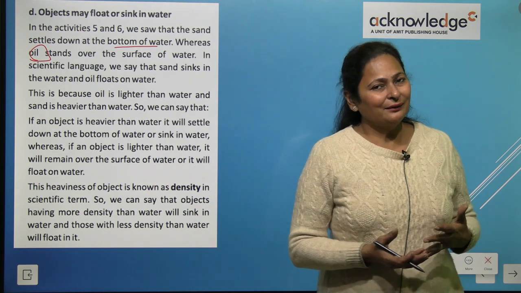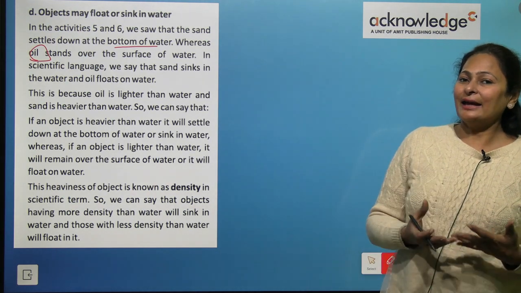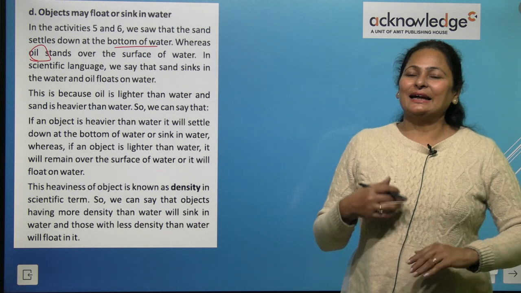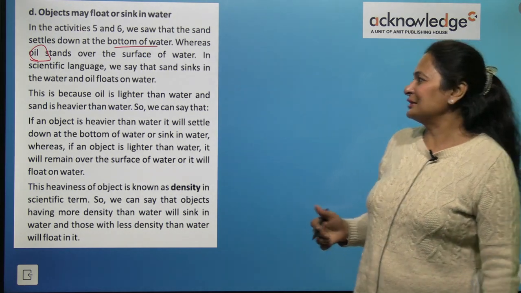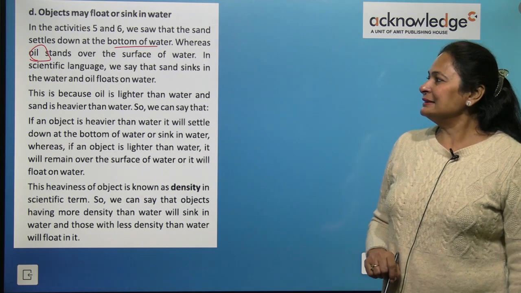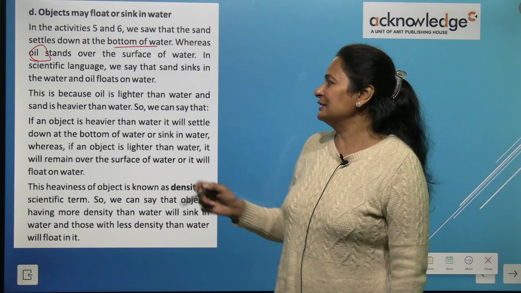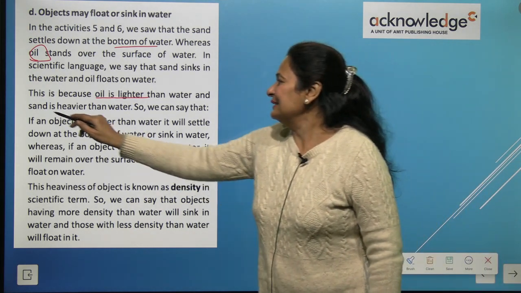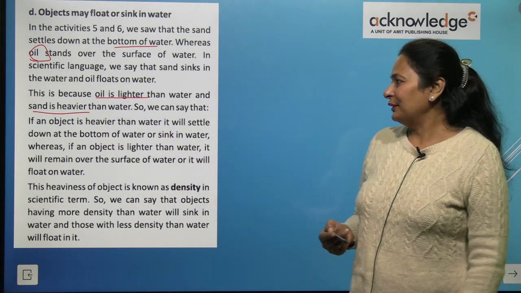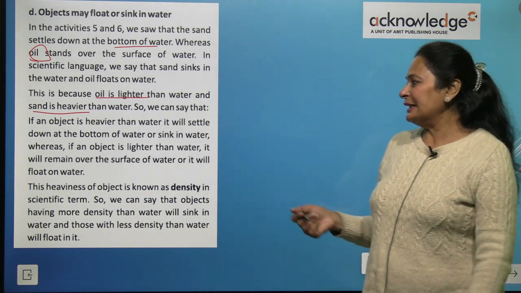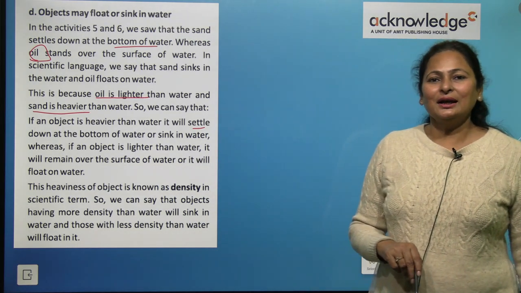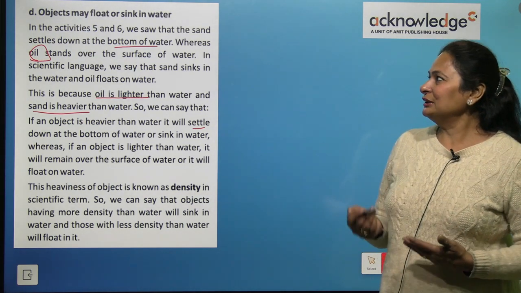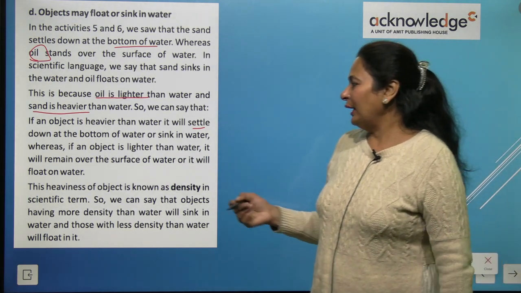It happens because oil is lighter in weight than water and sand is heavier. So the objects that are heavier will sink and the objects that are lighter will float on the water. Let's see what it says. We say that sand sinks in the water and oil floats on the water. We have just discussed, because oil is lighter and sand is heavier than water, right? The objects that are heavier will sink down or settle at the bottom of the water and the things that are lighter will float on the water. So this shows the materials are floating or sinking.